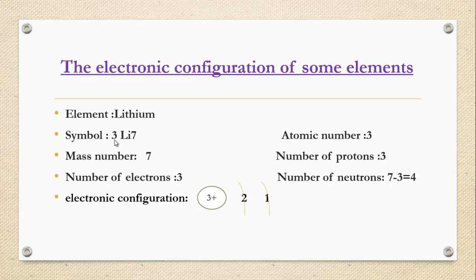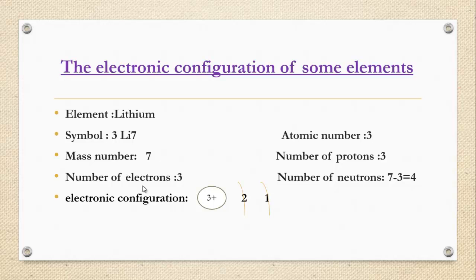Okay? The atomic number, in this case, equals 3. The atomic number is also the number of protons. And if the atom is a stable atom, the number of protons should be equal to the number of electrons. The number of protons is equal to the number of electrons if the atom is stable.